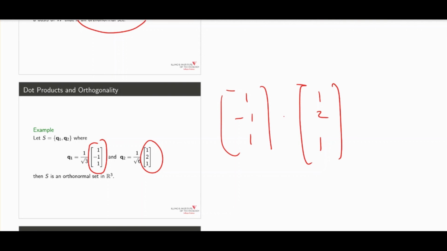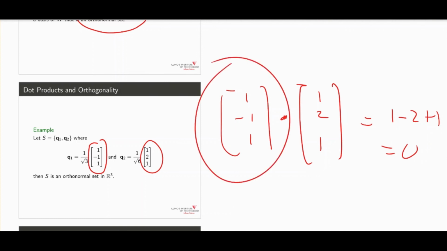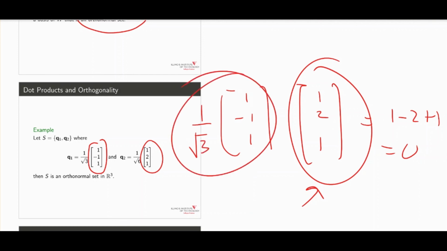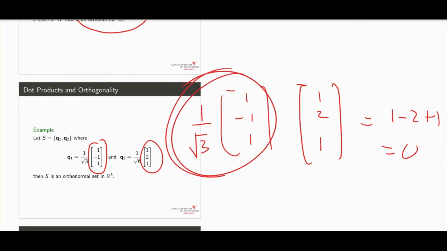So these two here are orthogonal vectors, right? 1, -1, 1, and 1, 2, 1. These two vectors are orthogonal to each other. Let's take a dot product. The dot product is going to be 1 minus 2 plus 1, which is 0. They're orthogonal. But this is not a unit vector. This is also not a unit vector. So we normalize it. It has a length of square root of 3, so we divide by that. So this is a unit vector.